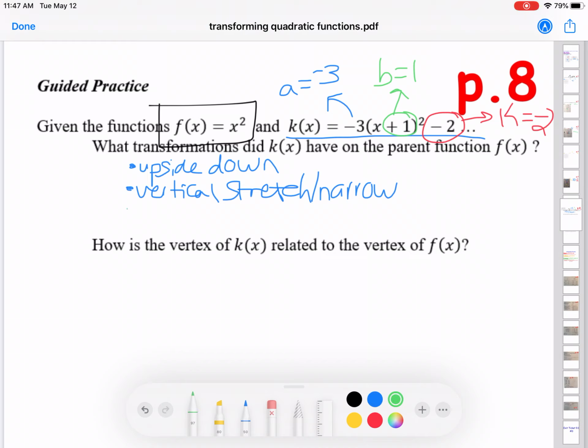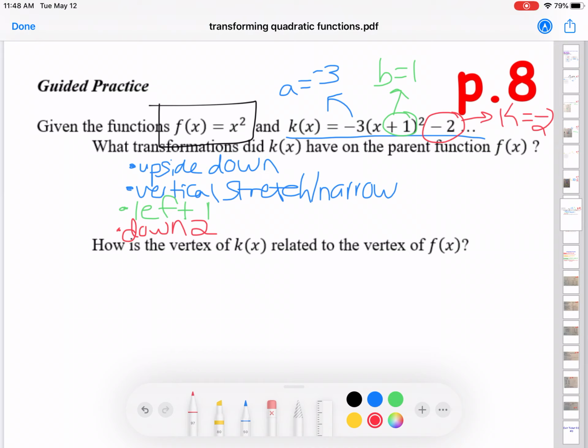Because our b value was changed to a +1 here, that means that our graph was moved to the left 1 unit. And finally, because our k value on the end there was a -2, that means that the whole graph was moved down 2 units. So there were 4 different transformations that happened in our k of x function.